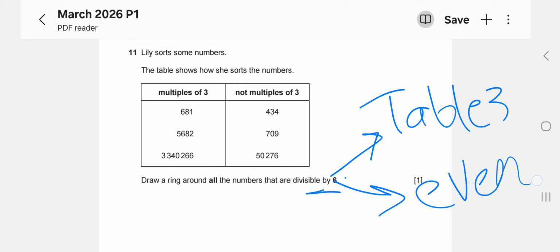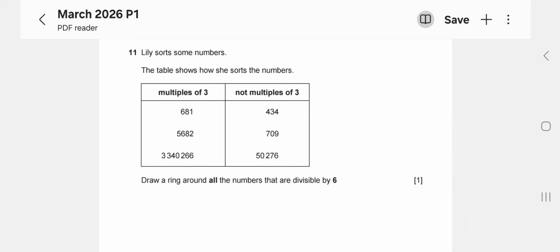And what about here, multiples of 3? Okay, it must be even. This one is not even. This is even. This is even. So I only have 2 numbers. It says draw a ring, so yes, let's draw a ring around this and this. That's it. Okay.